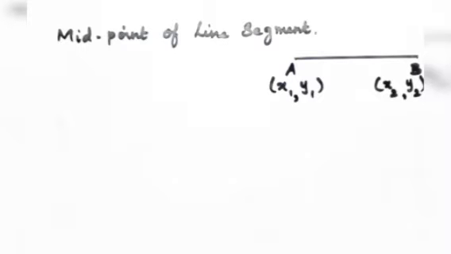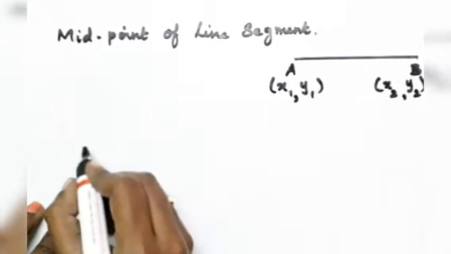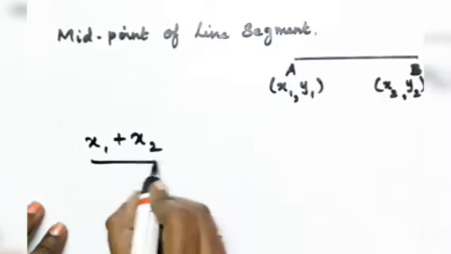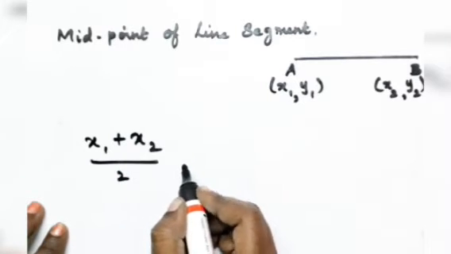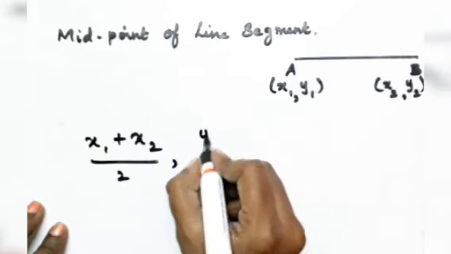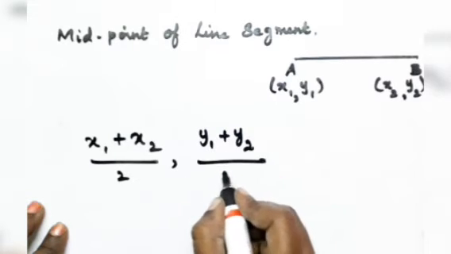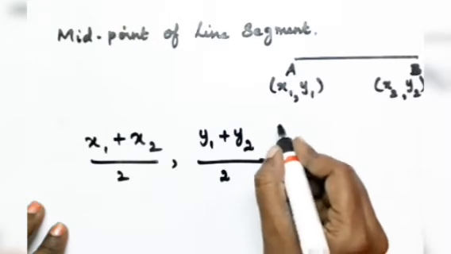Next, the midpoint of a line segment. To find the midpoint of line segment AB, the formula is (x1 plus x2) by 2, comma, (y1 plus y2) by 2.